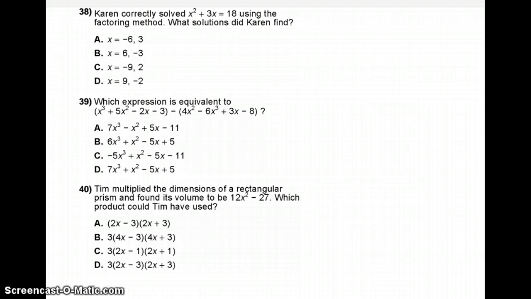And number 40. Tim multiplied the dimensions of a rectangular prism and found its volume to be 12x squared minus 27. Which product could Tim have used? A, the quantity 2x minus 3 times the quantity 2x plus 3. B, 3 times the quantity 4x minus 3 times the quantity 4x plus 3. C, 3 times the quantity 2x minus 1 times the quantity 2x plus 1. Or D, 3 times the quantity 2x minus 3 times the quantity 2x plus 3.